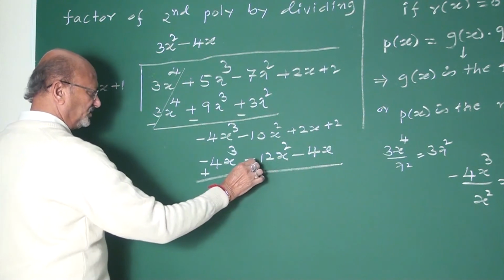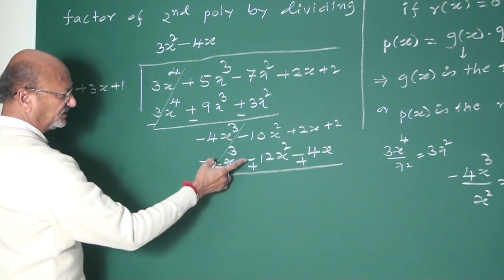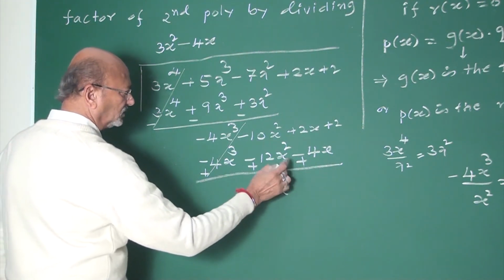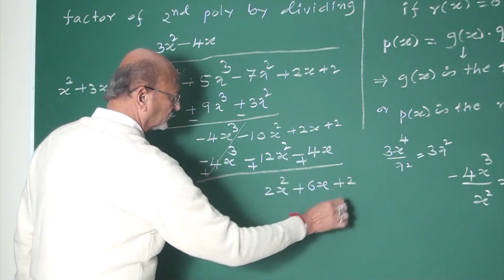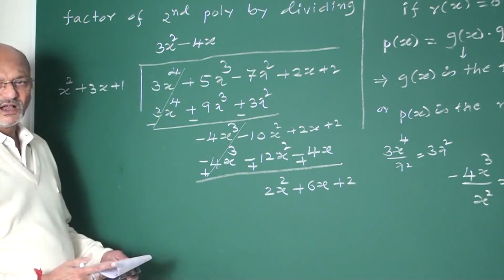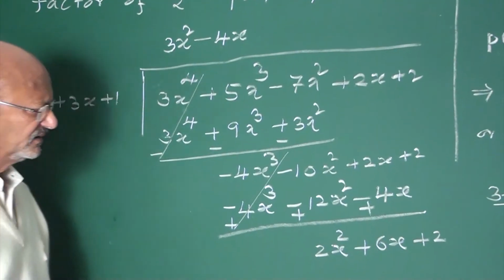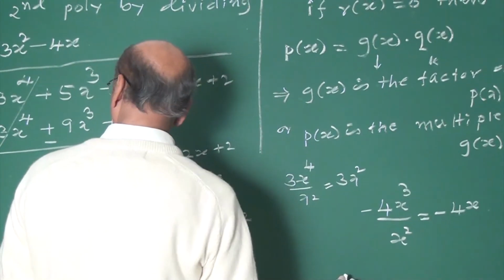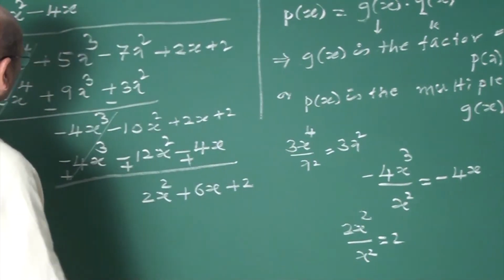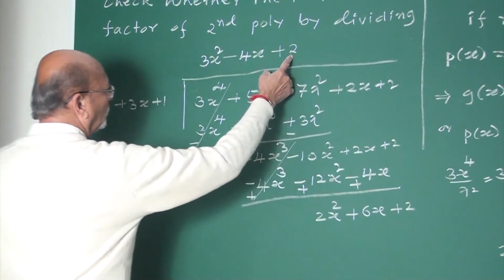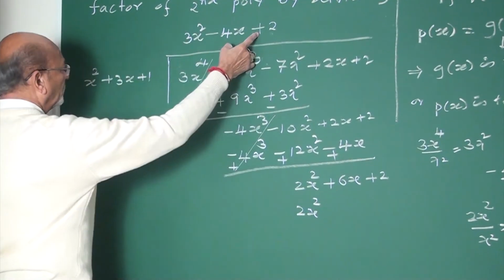Change the sign. Now minus cancels with plus. Simplify it: minus 10 plus 12, 2x square. Plus 2x plus 4x, plus 6x. Bring plus 2 down. See, it is 2x square. You are dividing this 2x square by x square. This is just helping steps, supporting steps. You have to divide 2x square by x square, it is 2. That is plus 2 here. With plus 2, you have to multiply all the terms: 2 into x square, right below. Plus 2 into plus 3x.